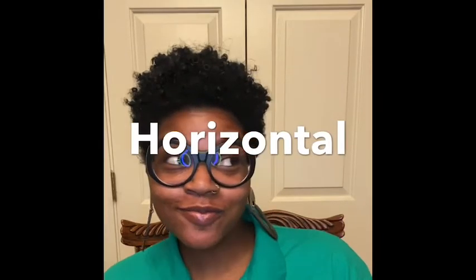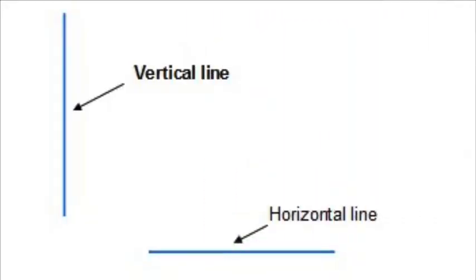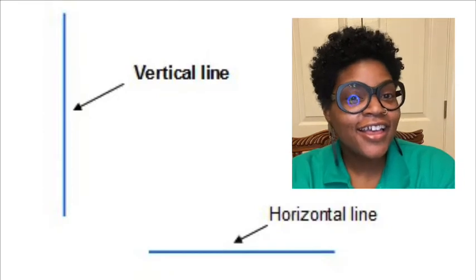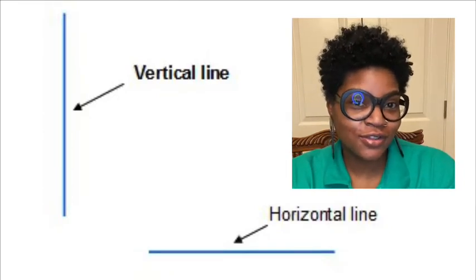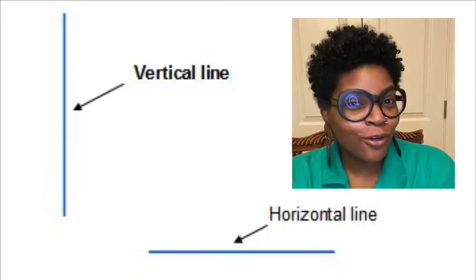Now, do you remember, are they horizontal or vertical? Take a moment to think about it. Landscapes are... Yes, landscapes run horizontal. That means left to right or right to left.